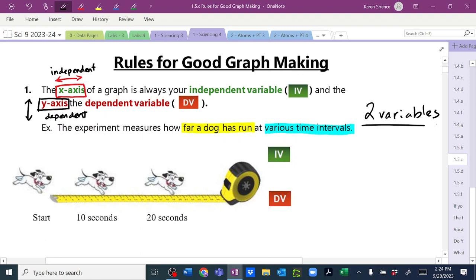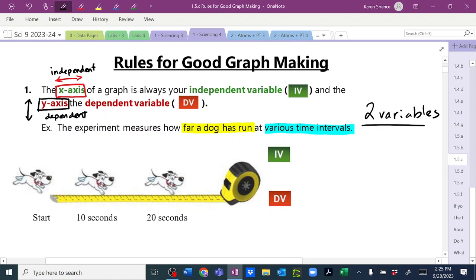Have a little chit chat with your neighbors. What are the two variables in this experiment? What are the two things we're measuring? I don't even need to know which is which yet. Just what are the two things we're measuring?